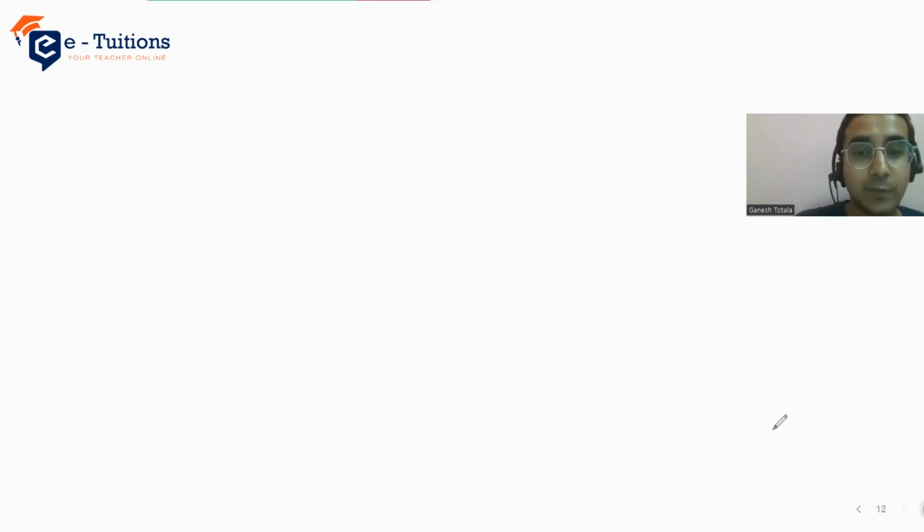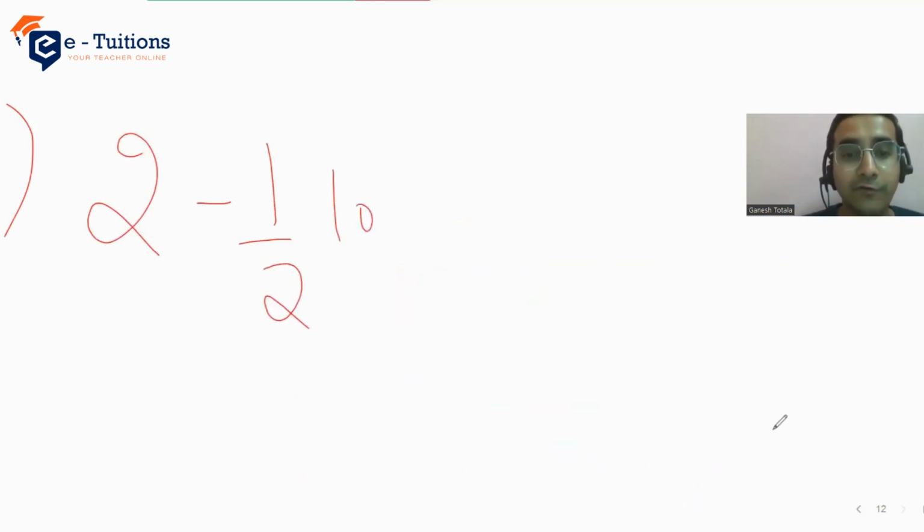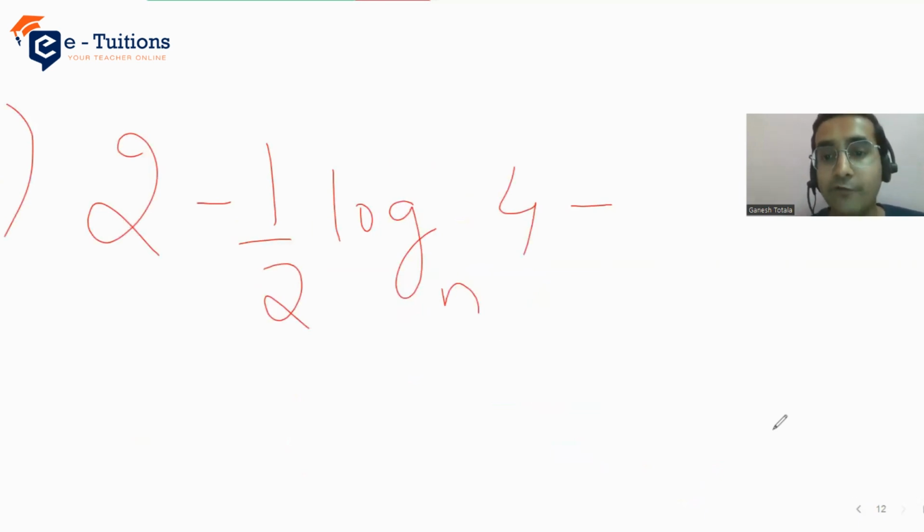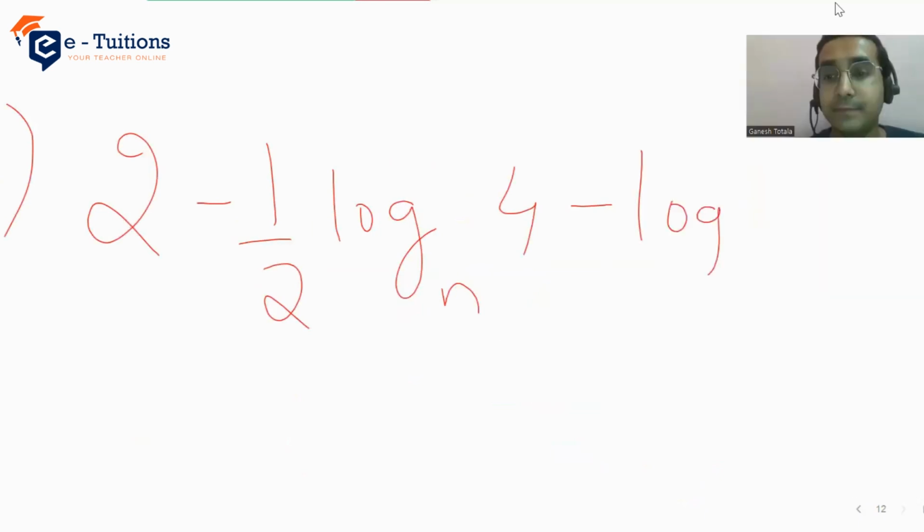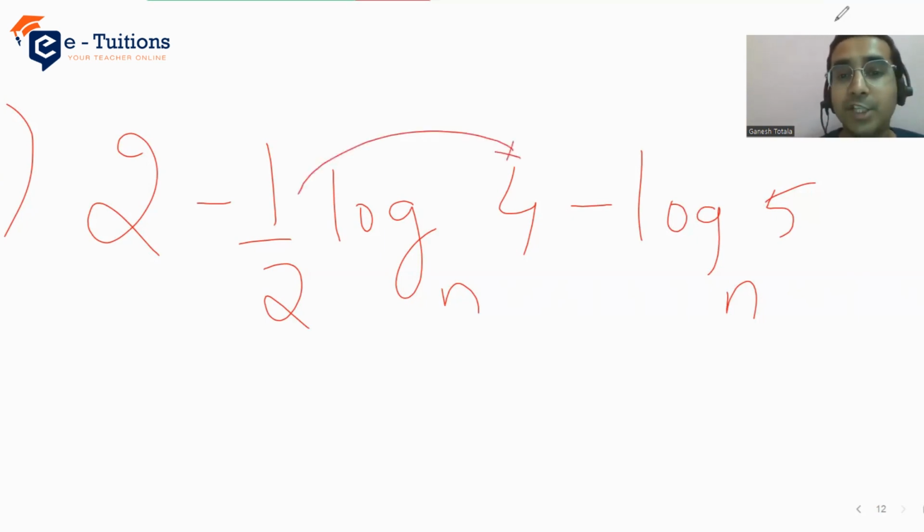Next question, that's question number 4. 2 minus half log of 4 to the base n minus log of 5 to the base n. Now, again, check out the coefficients of log first. The coefficient of log 5 is negative 1. That's fine. The coefficient of log 4 is negative half. So what we will do is try to make this coefficient 1. So we will just use the power law and shift this half.